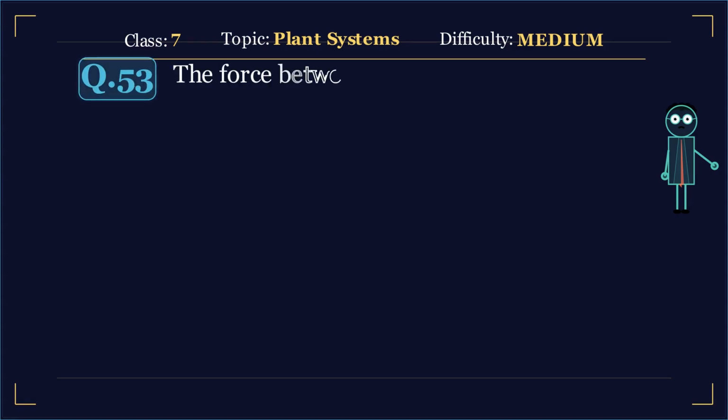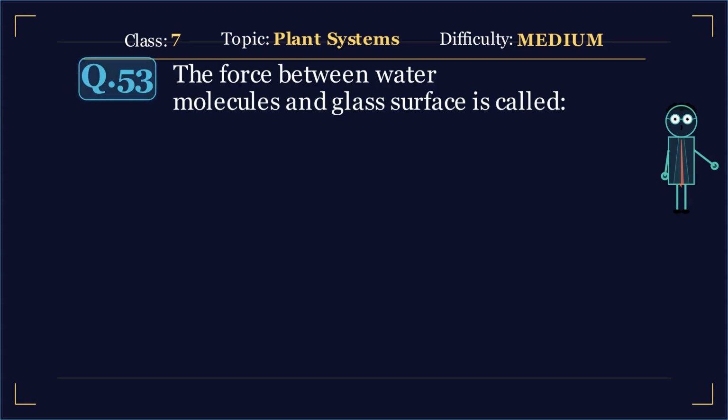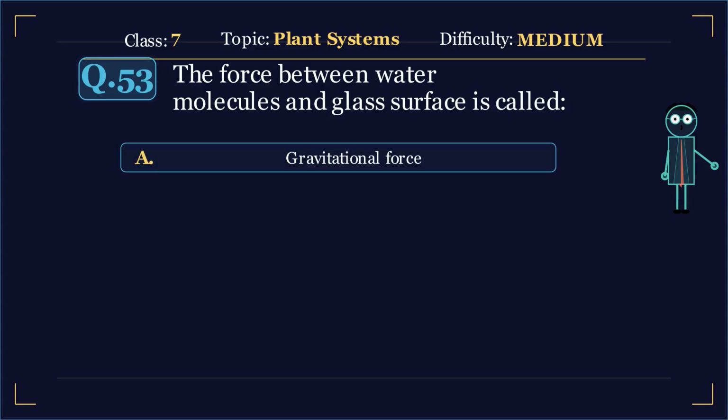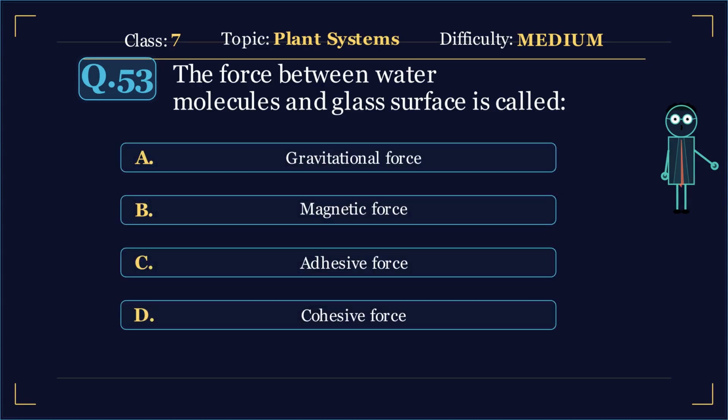Question 53. The force between water molecules and glass surface is called. Option A, gravitational force. Option B, magnetic force. Option C, adhesive force. Option D, cohesive force. The correct answer is option C.